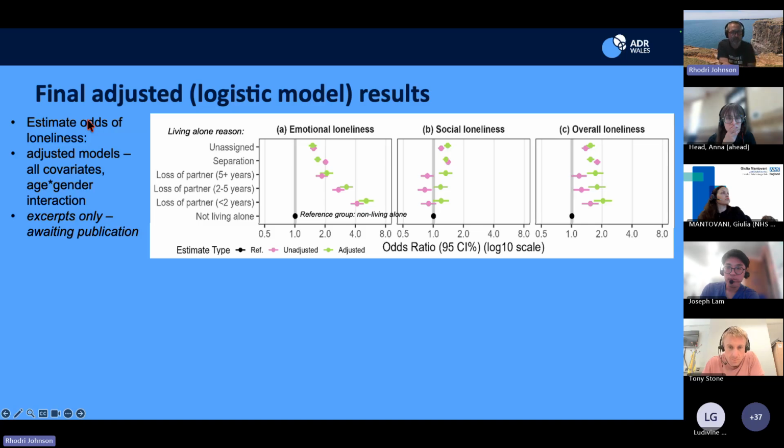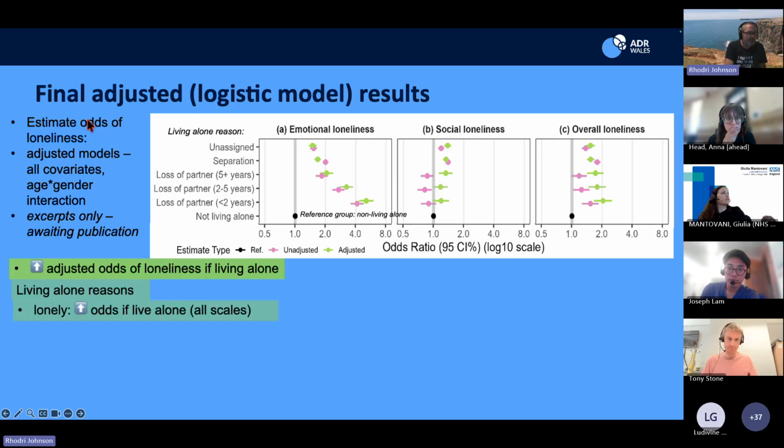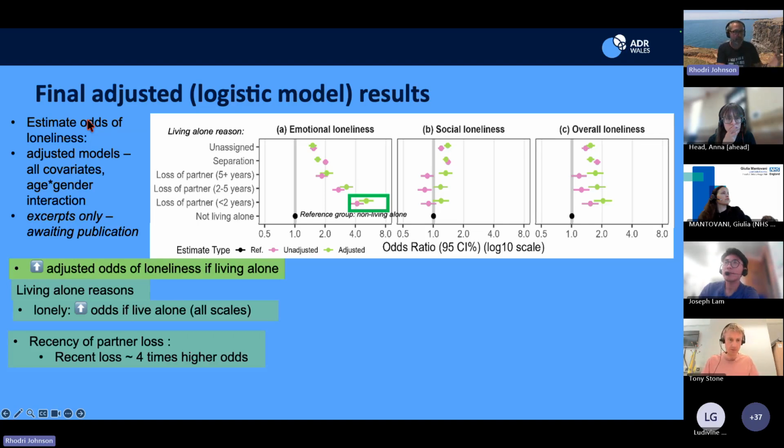There's less of a pattern for the social loneliness, but again, after adjusting for all the covariates, there's still a link between loneliness and living alone, and then I guess the overall gets squashed between the 2. So increased adjusted odds of loneliness if living alone. For living alone reasons, if you live alone, all scales increase. Recency of partner loss: a recent loss within 2 years means 4 times higher odds of reporting self-reported loneliness, compared to 2 times higher odds if you've lost a partner but it's been 5+ years.